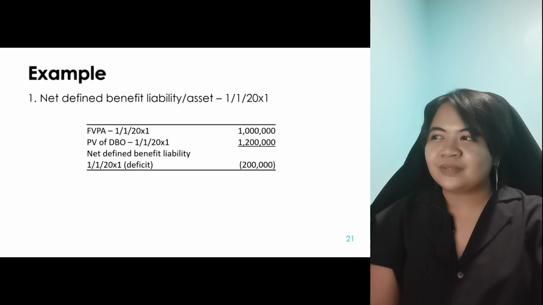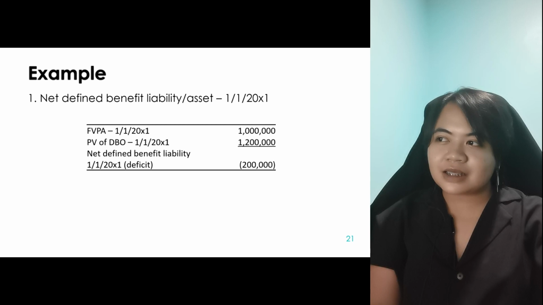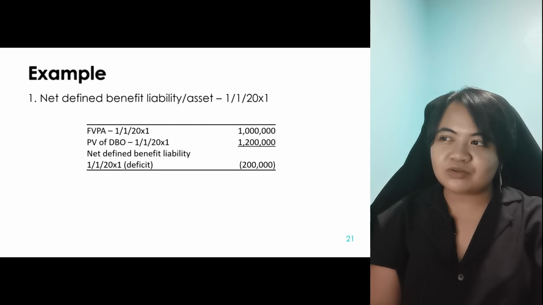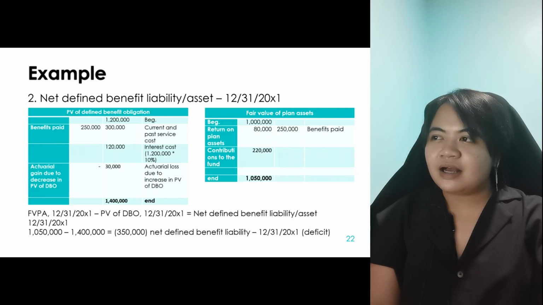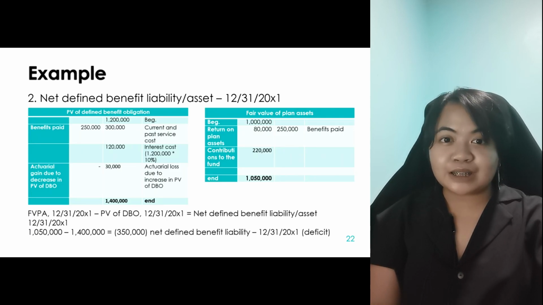Okay, let's compute. Net defined benefit liability or asset. So, at the beginning of the period, as I told you, you just offset the beginning balances of FVPA and PVDBO. So, 1 million minus 1.2 million, you'll get the net defined. In this case, this is a liability, because, as you can see, your obligation is bigger than the value of the plan assets. Okay, so you have a 200,000 deficit. Then we now compute for the ending balances.